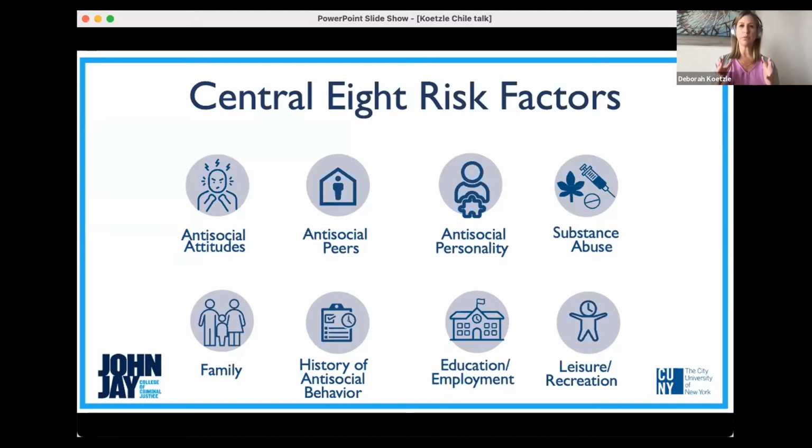And what we know is when people have some of these personality traits, particularly coupled with antisocial peers or antisocial attitudes, the risk of reoffending goes up. Of course, we know that substance use disorder is associated with crime and recidivism, so we want to be attentive to that, as well as family dynamics.